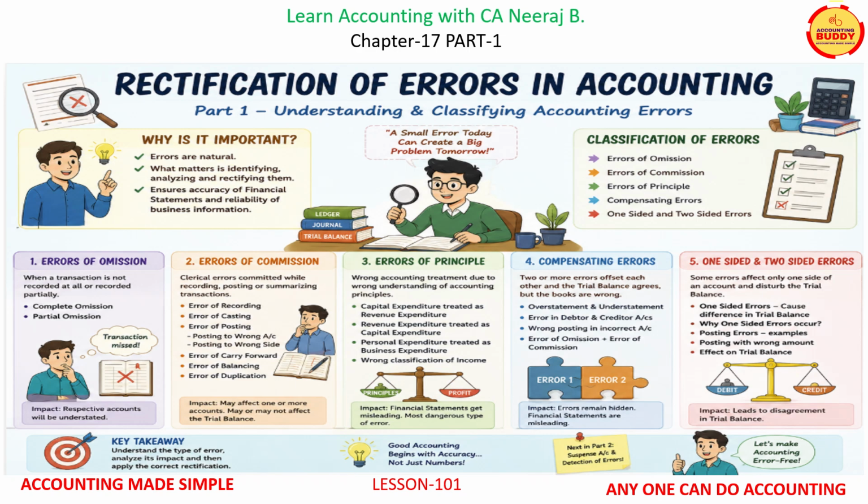In today's lesson, we build a strong conceptual foundation by understanding the complete classification of accounting errors, including errors of omission, errors of commission, errors of principle, compensating errors, and one-sided and two-sided errors. Through practical examples, we explain why these errors occur, how they impact ledger accounts and the trial balance, and why some of the errors remain hidden despite the trial balance agreeing.